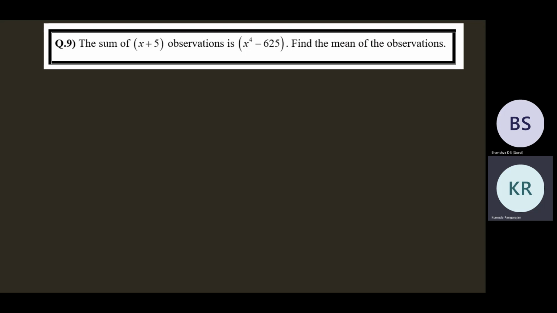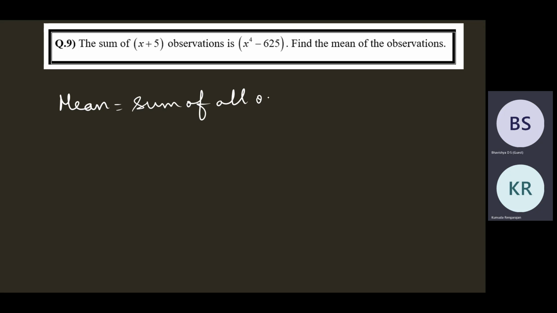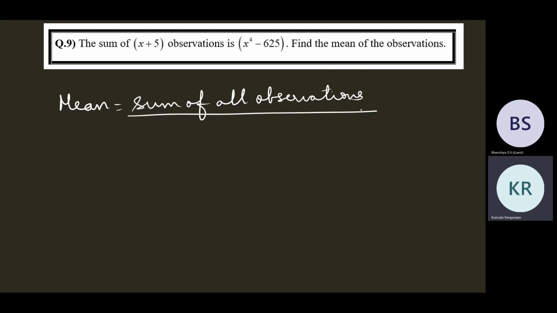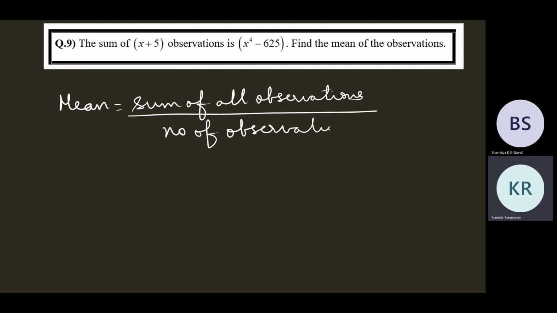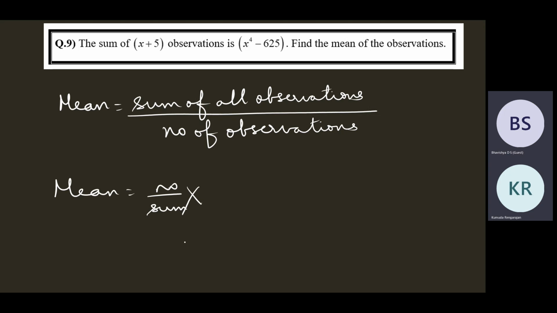Yes, ma'am. You can see your classwork now. Open your classwork and correct your mistake. Mean is equal to sum of all the observations divided by number of observations. But what you have written is mean is equal to number of observations by sum of all the observations. That's wrong.